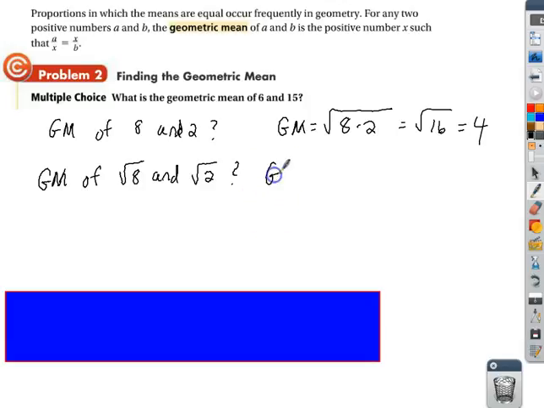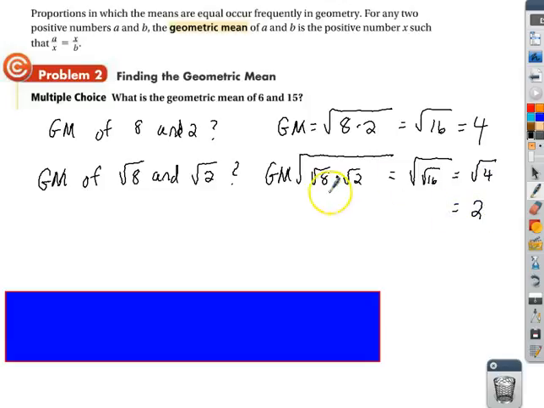So that's going to be the square root of the square root of 8 times the square root of 2. So that's the square root of the square root of 16, which is the square root of 4, which is equal to 2. Now, it's more complicated because it has more steps, but it's not more difficult because you're just taking the square root of 16 and then taking the square root of 4. You just got to know when to stop.